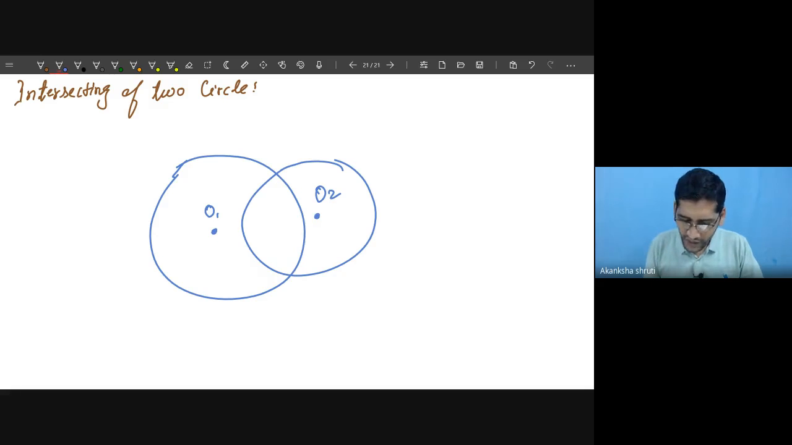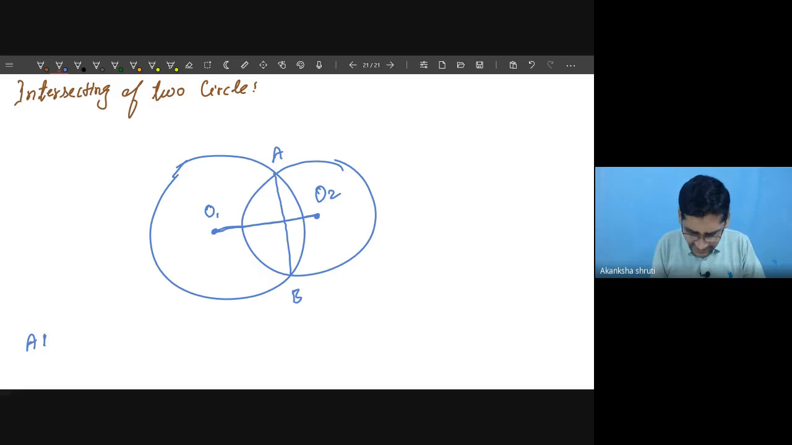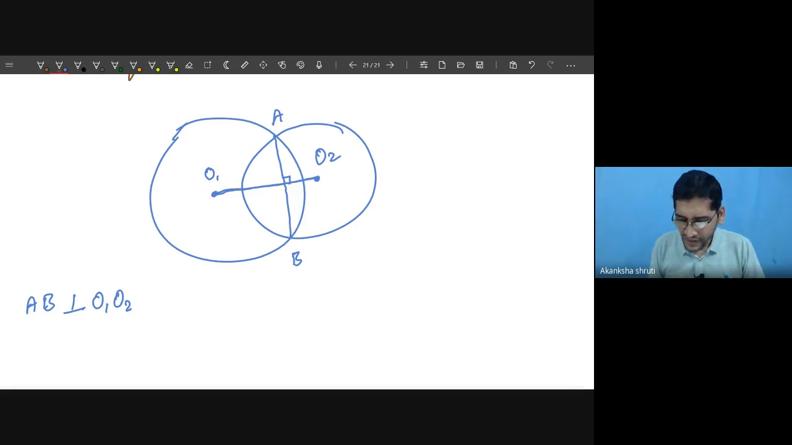Okay, student. Now here this length may be given. Here the points where they are intersecting, let us call these A and B. Then you will find that this AB is always perpendicular to your O1O2. It is one thing that you need to keep in mind. Now, how are O1, O2 and the chord related?